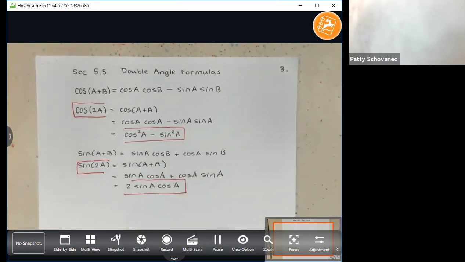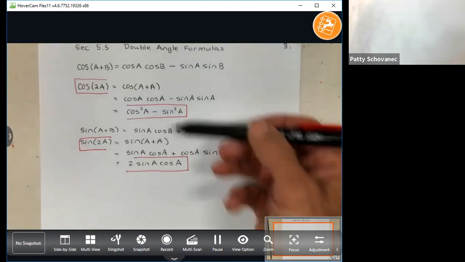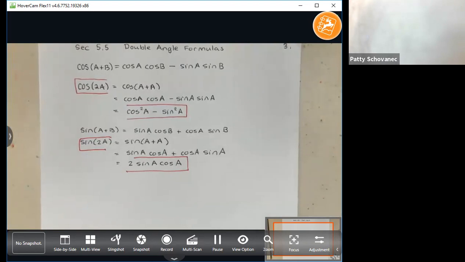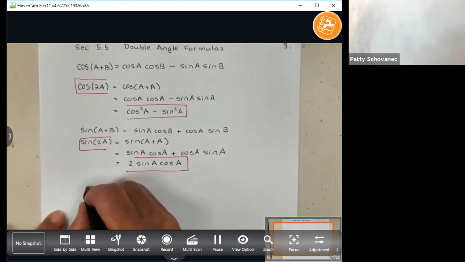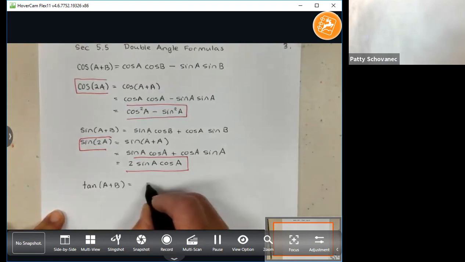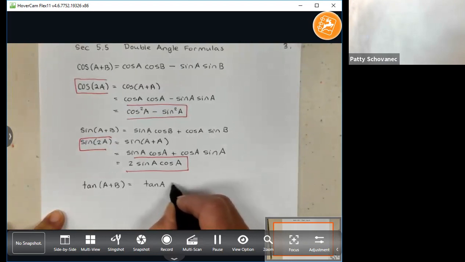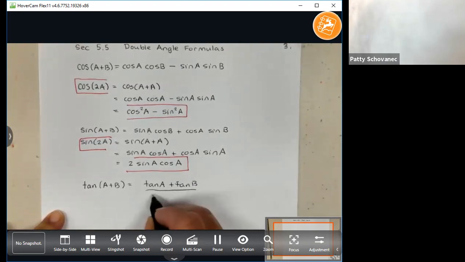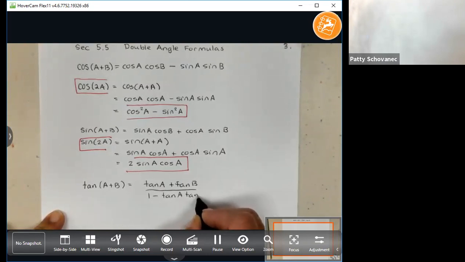Finally, to generate the sum formula for the tangent, I can just take the sine over the cosine, or I can use the tangent of a plus b. The tangent of a plus b has a numerator that looks like the tangent of a plus the tangent of b, and a denominator that looks like 1 minus the tangent of a times the tangent of b.